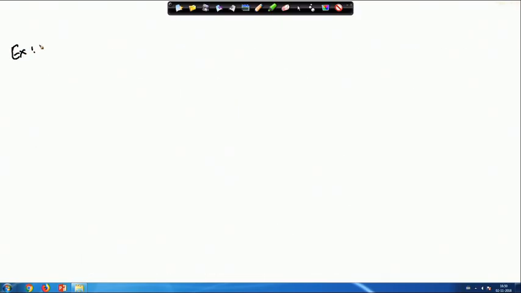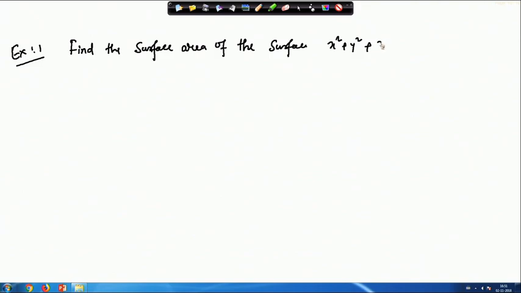Example 1: find the surface area of a surface which is already known to us, x squared plus y squared plus z squared equals a squared. Just looking at this surface, we can easily say what kind of surface it is. It's a sphere. We know that the surface area of a sphere is 4 pi a squared. So let's see whether we are able to obtain it using these integral calculus formulas.